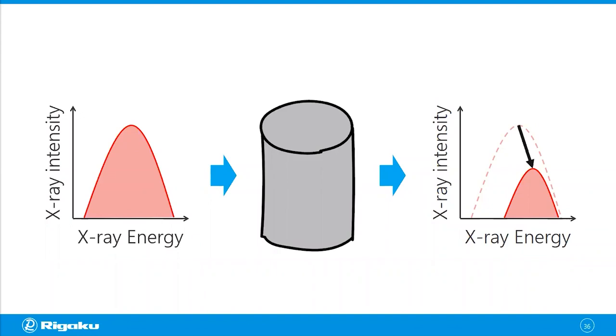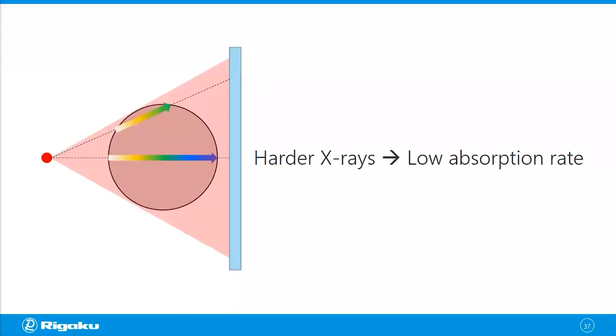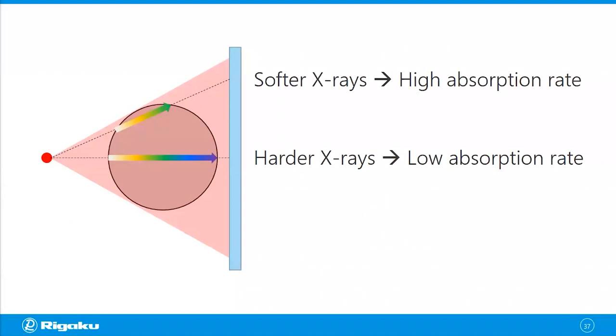Now let's take a look at the sample from the top. And imagine that we have the cone beam geometry. Then at the center of the sample, the X-ray photons need to travel a relatively long distance. At the edge, they have to travel a little bit shorter distance. Now, the longer distance X-ray photons need to travel in dense material, the harder they become. So you have very hard X-rays at the center. And the hard X-rays will see a lower absorption rate, even though they're looking at the same material. Now, towards the edge, just relatively speaking, you have softer X-rays, which see a higher absorption rate on the same material.